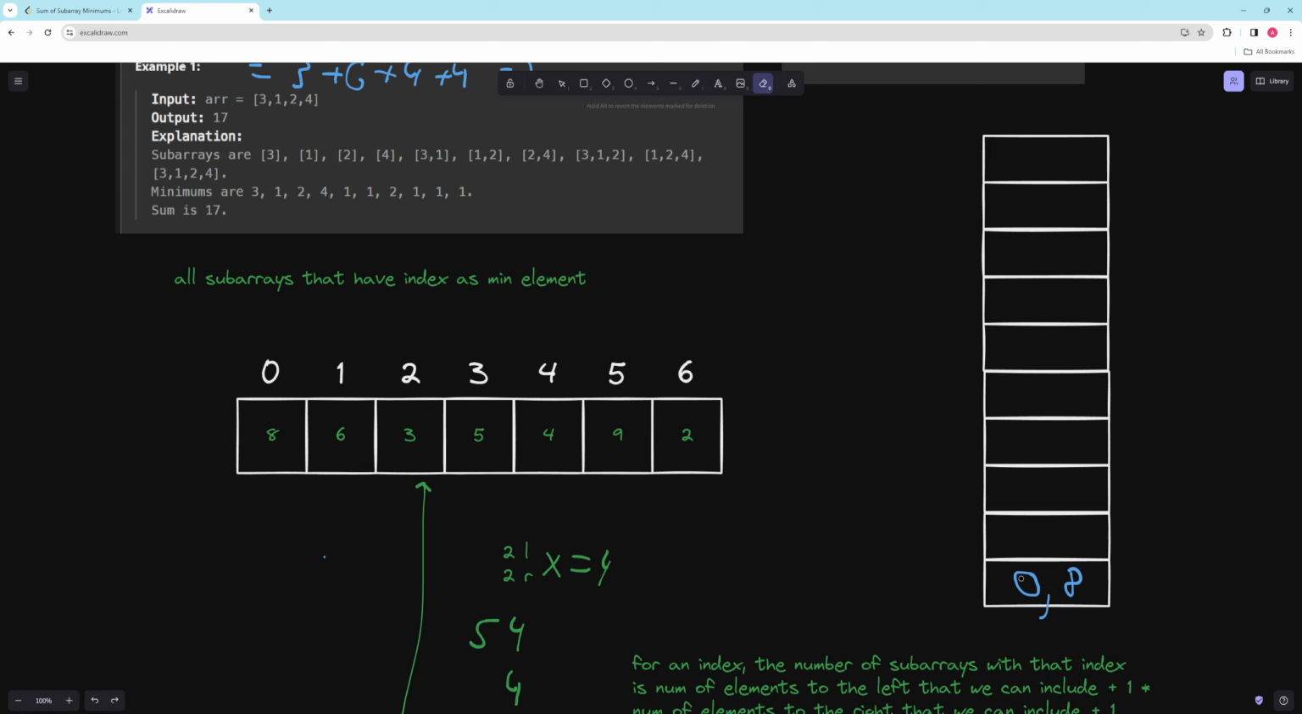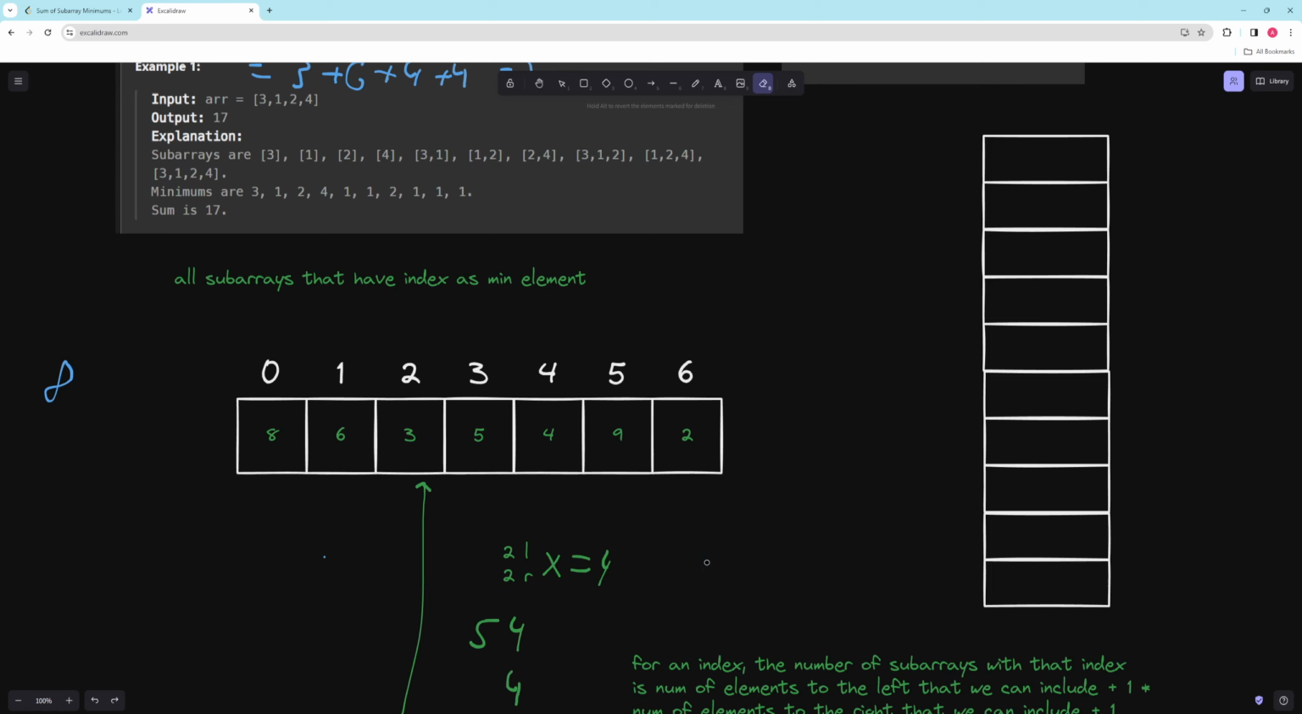So we pop off 8 and 0. Because there is nothing on the stack, that means there's nothing to the left of 8, so the number of elements is 0 plus 1, which is just 1. And the number of elements to the right is whatever the index of 6 is, everything before that. If this is index 0 and this is index 1, there are no elements in between, so the right is also 0 plus 1. So it's going to be 1 times 1 times 8, and we add that to our result, so our result will be 8. Then we put 6 on the stack.